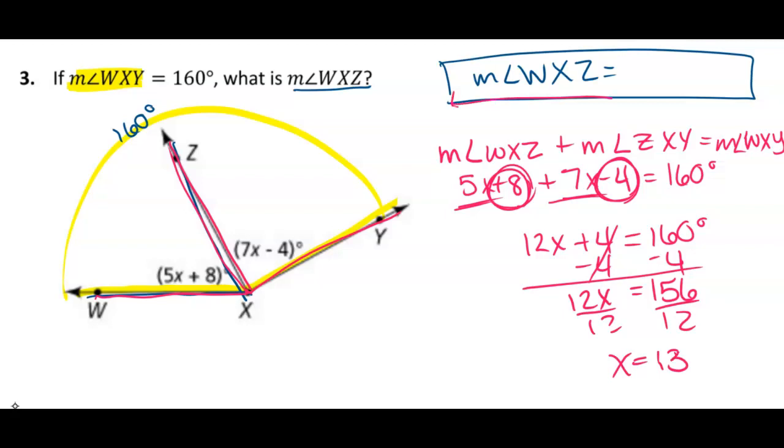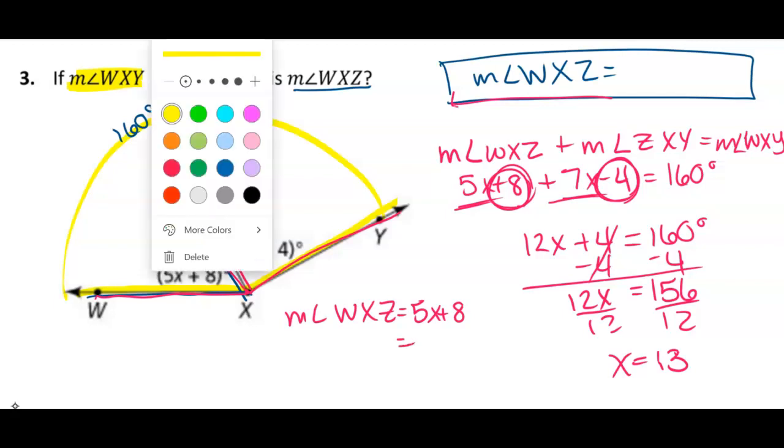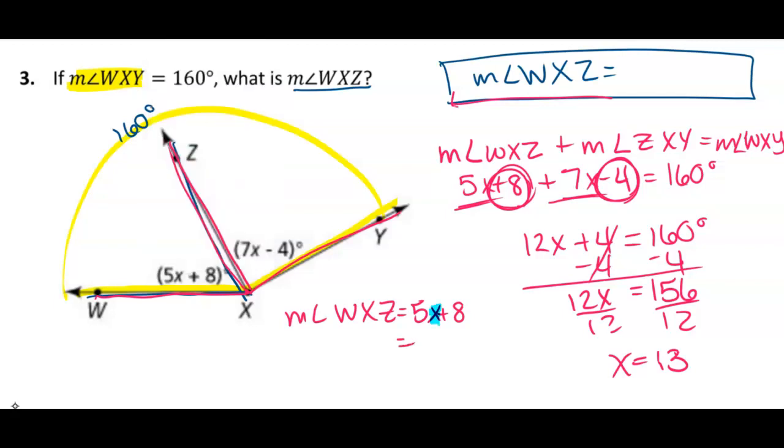But again, we look at what our question is asking us for, and it's asking us for WXZ. And that expression is 5x plus 8. We have the value of x is 13, so we're going to substitute 5 times 13 plus 8. And that gives us a total of 73 degrees. So that means this angle is 73 degrees.